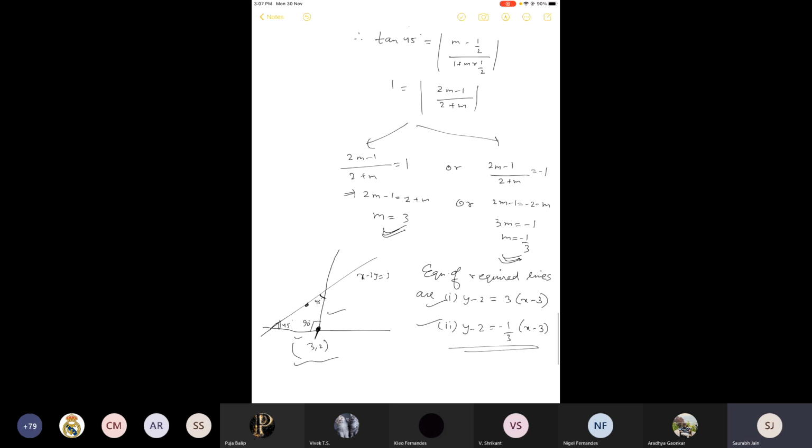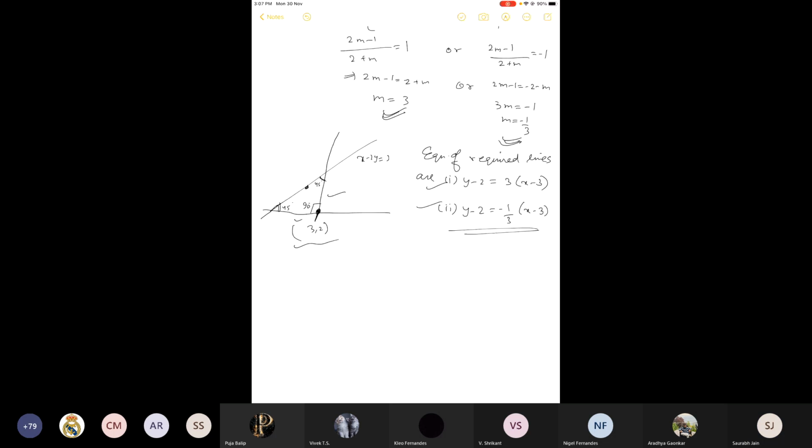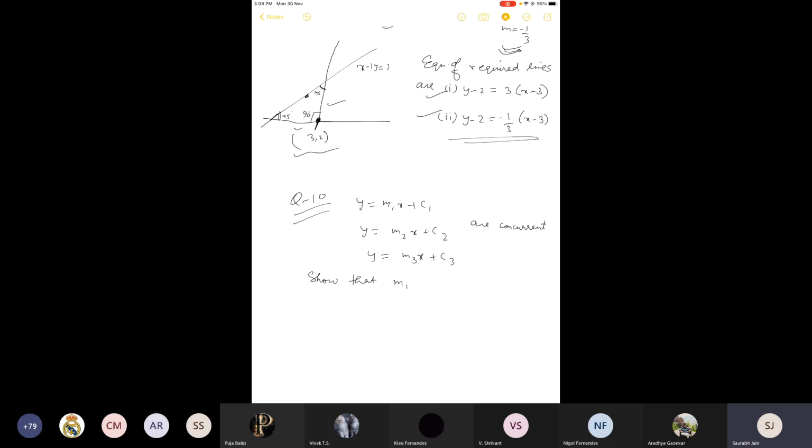Now the last question here, that is the 10th. We are given three lines whose equations are y equals m1x plus c1, y equals m2x plus c2, y equals m3x plus c3. All three lines are given in slope intercept form, and they are concurrent. On the basis of this information, we have to show that m1 into (c2 minus c3) plus m2 into (c3 minus c1) plus m3 into (c1 minus c2) equals 0. We have to prove this result.